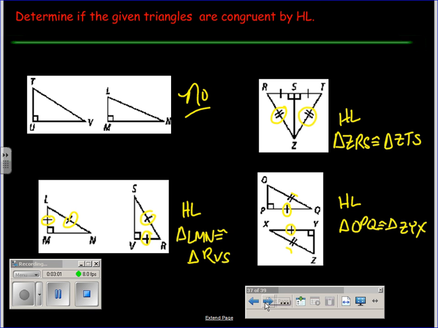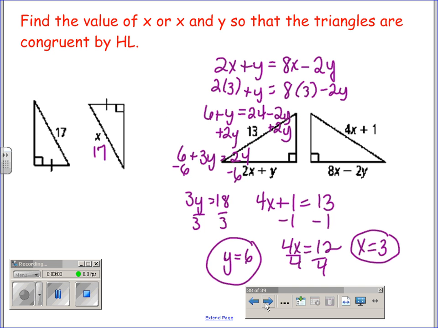Next, let's incorporate some algebra. So if we're going to be working with solving this, first of all, this one's very simple. The hypotenuse and the hypotenuse have to be the same. So it's going to be 17. Done. The next one, you'd first start with the hypotenuse being equal to the hypotenuse. So 4x plus 1 equals 13. Subtract 1 both sides. 4x equals 12. Divide by 4, get 3.